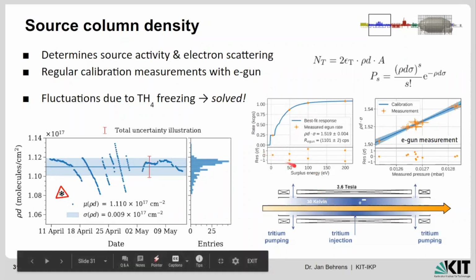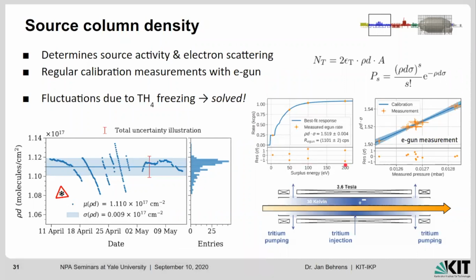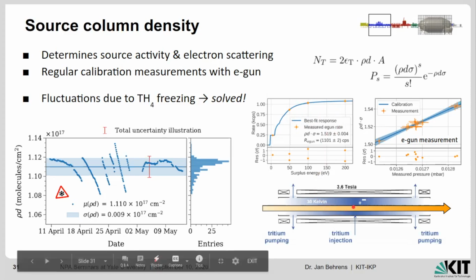We can measure at different surplus energies, up to 200 eV above the retarding potential, and then see the rate behavior over this energy range. Depending on the column density, we see that the dependency of the rate on the energy changes, and we can use this to do a calibration measurement of the column density. So the e-gun is a tool which we can use for this by performing regular calibration measurements.